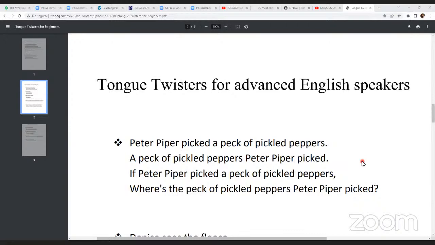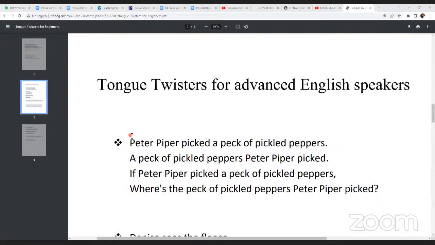So let's try it one more time. Read it one more time. Take your time. Do it in your rhythm. Okay, Peter Piper picked a peck of pickled peppers. A peck of pickled peppers Peter Piper picked. If Peter Piper picked a peck of pickled peppers, where's the peck of pickled peppers Peter Piper picked? All right, thank you. Are you ready to do it fast, or do you prefer to practice one more time? I can try, teacher. It's funny. All right, go ahead.